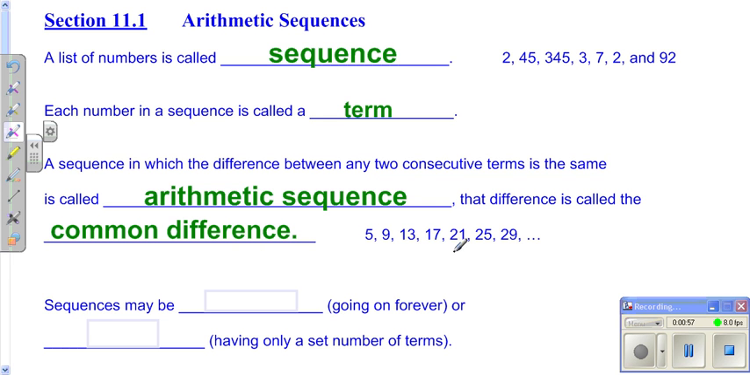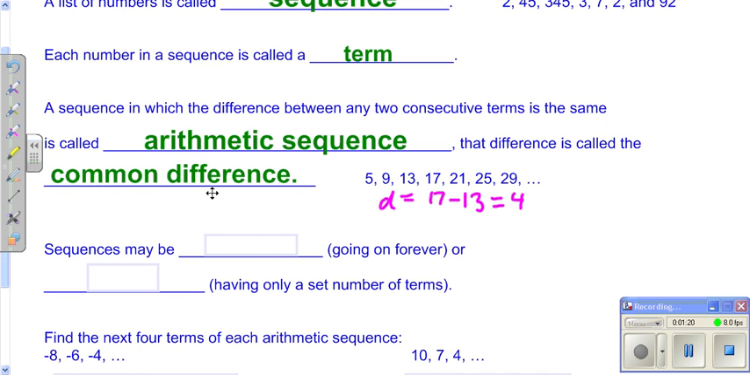Always, to find your common difference, you take one term, like the 17, minus the previous term, which is 13, and we would get 4. So we would say our difference is that. Now, if you always take one term minus the previous term, no matter what terms you deal with, you always end up with the same number. It's referred to as an arithmetic sequence. Sequences may go on forever, which are called infinite sequences, or they may have a finite number of terms, meaning finite sequences.